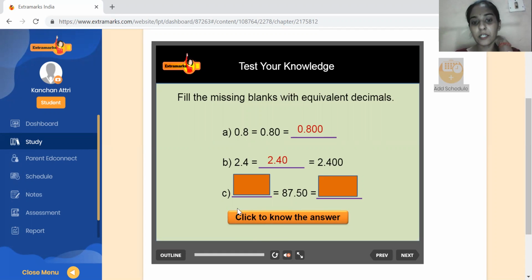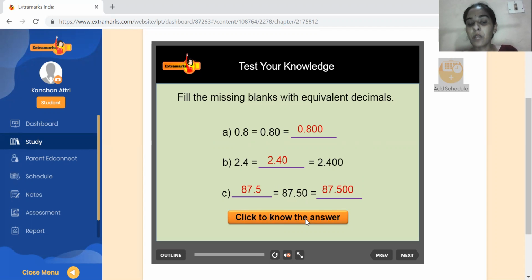Now first we write here 87.5. It is the same as 87.50, and this one is the same as 87.500. Yes class, is it clear? So in this way we can compare any number.